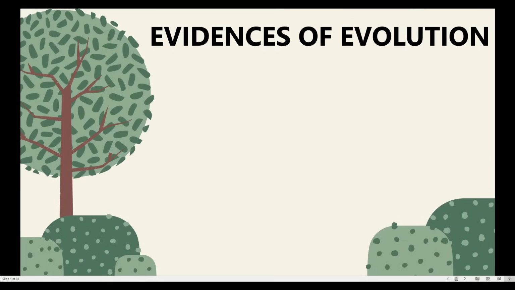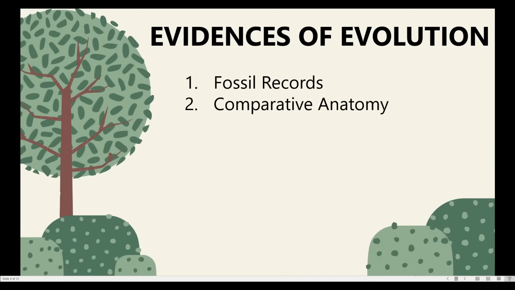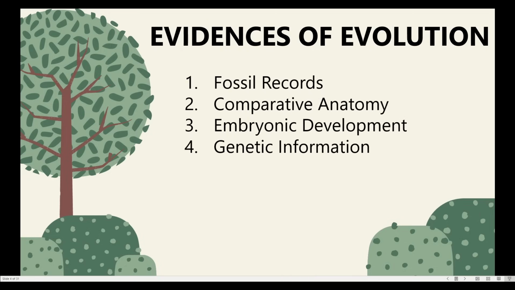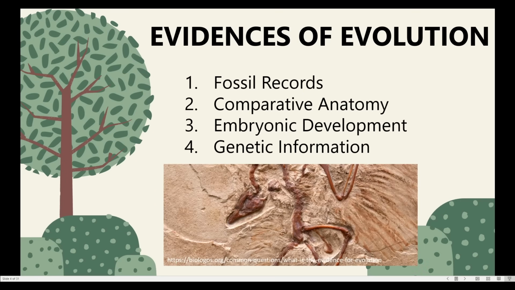We will be discussing 4 evidences of evolution. First, we have fossil records. Second, comparative anatomy. Third, embryonic development. And fourth, genetic information. Let's start with fossil records.